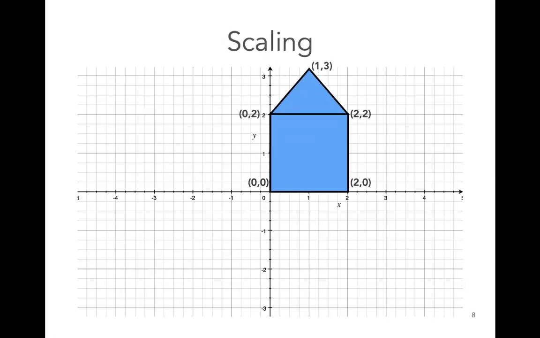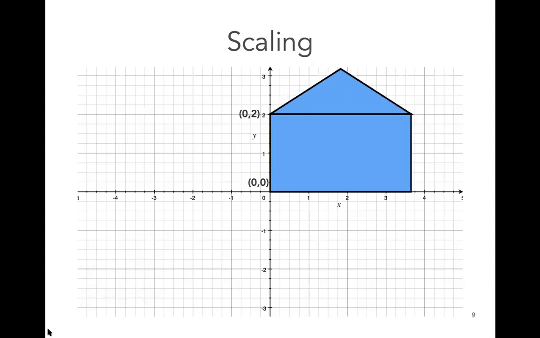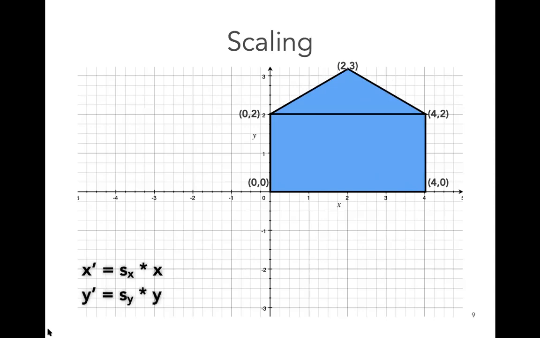Okay, maybe we want to make the house bigger. So we've scaled the house. And to do this scaling, all we've done is multiply all of the coordinates by, in this case, 2. We could also consider non-uniform scaling, where we multiply x and y by a different amount. That's just a different number to scale x by and a different number to scale y by.